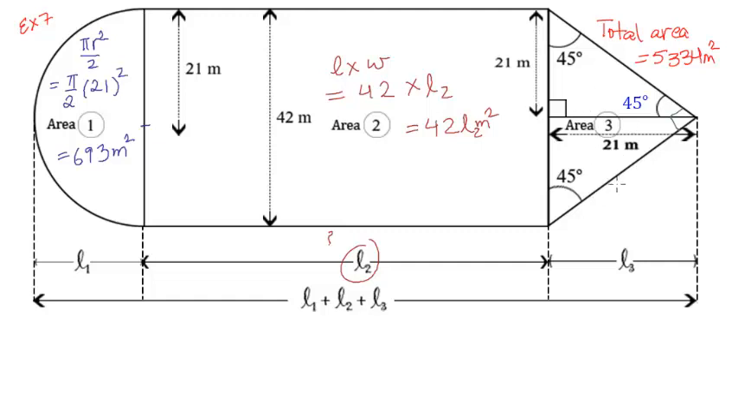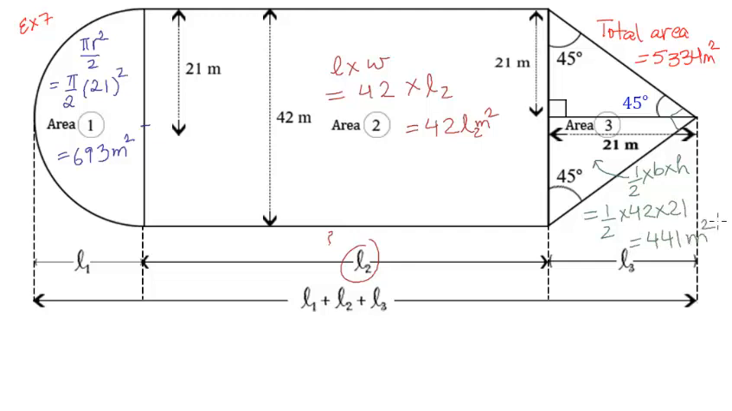And we know the area of the triangle is given by 1/2 base times height. So if we substitute the values of base and height, we get 1/2 times 42 times 21, and after doing the calculations it comes out to be 441 meters squared.